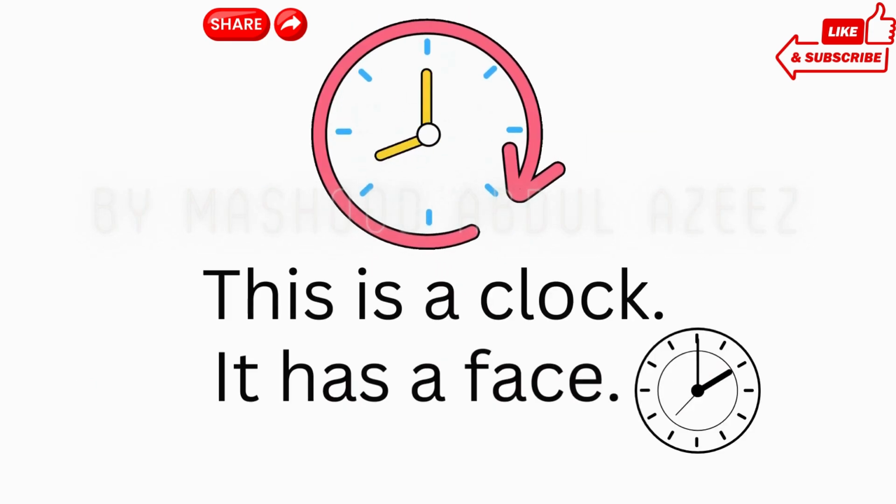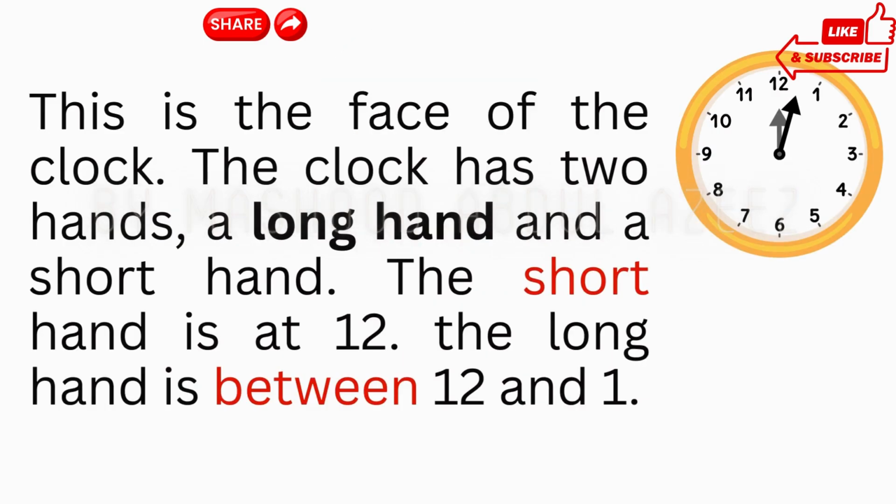This is a clock. It has a face. This is the face of the clock. The clock has two hands, a long hand and a short hand. The short hand is at 12. The long hand is between 12 and 1.